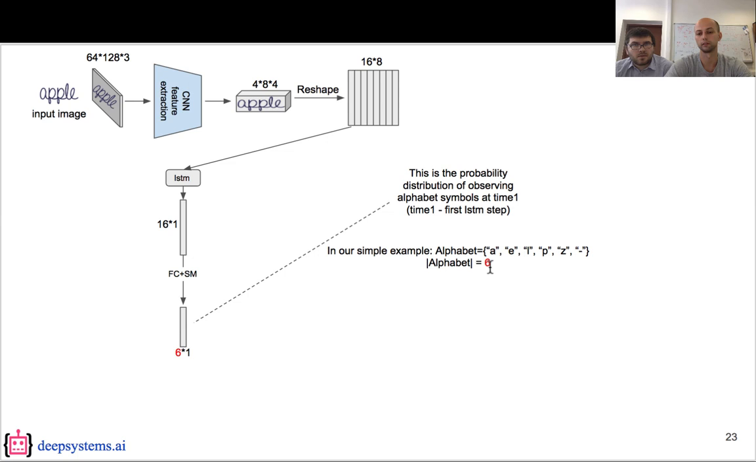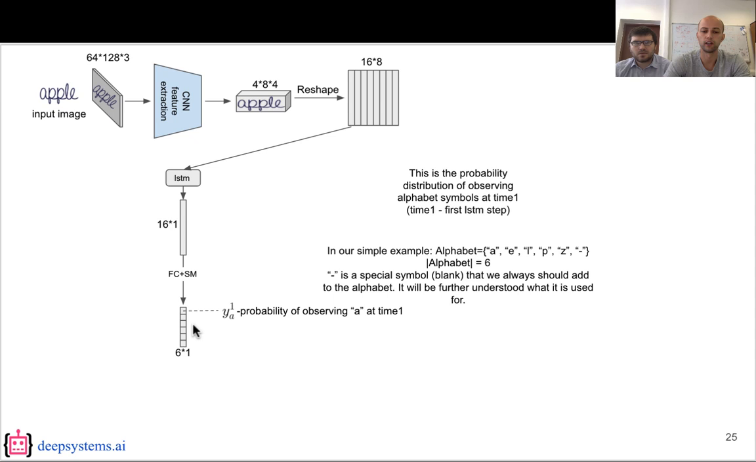Here, blank symbol is a special symbol that we always should add to the alphabet. It will be further understood what it is used for. Let's look at final vector. The first element of this vector is the probability of observing symbol A at first time step. The second element of this vector is also the probability of observing symbol E at first time step, and so on for all other letters in our alphabet.